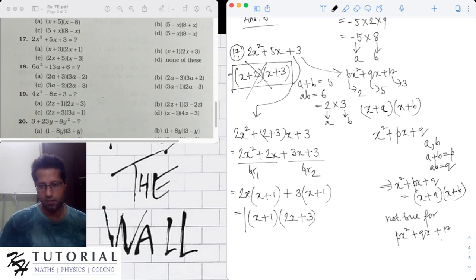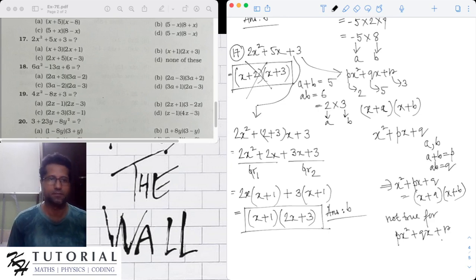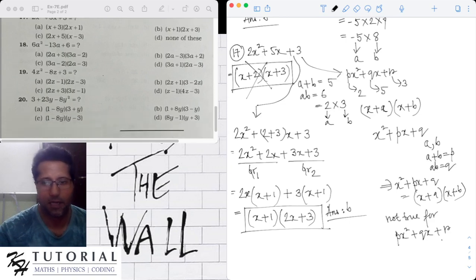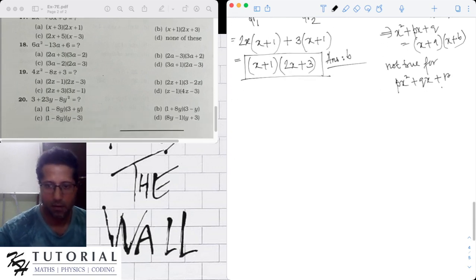So this is the final factorization, and hence the correct choice is B. B is the correct choice. Okay, let's do problem number 18.